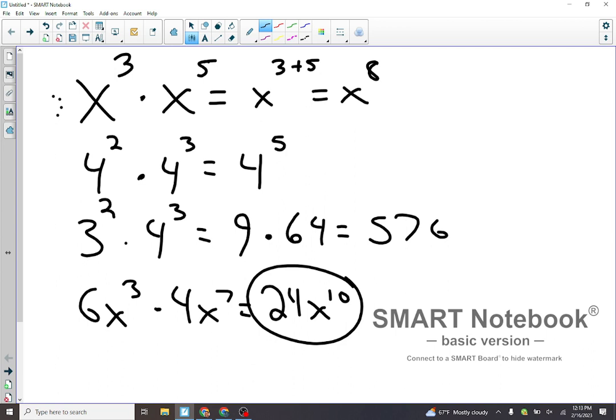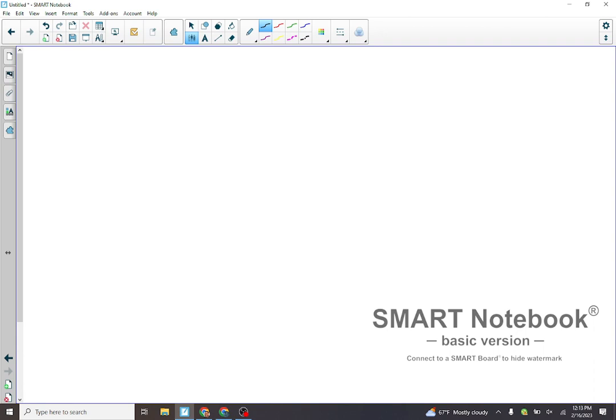Will it be written with parentheses? It will be written like I had it before, without parentheses. You gotta know those are different, okay? All right. So when you multiply two bases, you add the exponents.